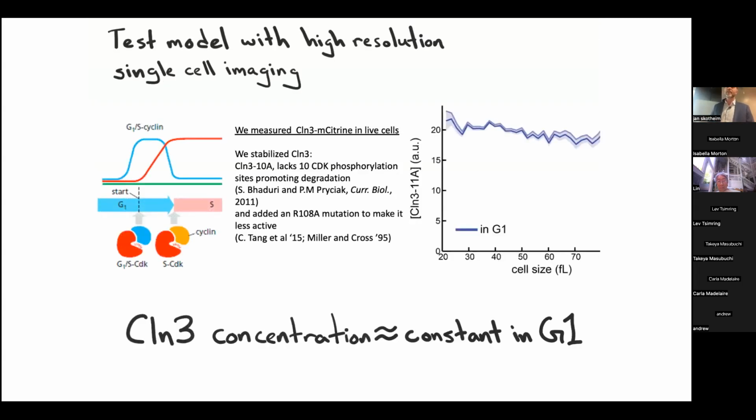I don't want to get into all the details of technical complications there were to do this, but in the end, the result was this, right? So basically, the concentration of the CLN3 protein does not change very much as the cells grow and get larger in the G1 phase of the cell cycle, right? So in a way, CLN3 is the cyclin that doesn't cycle. This observation rules out maybe some of the simplest versions of this textbook model.